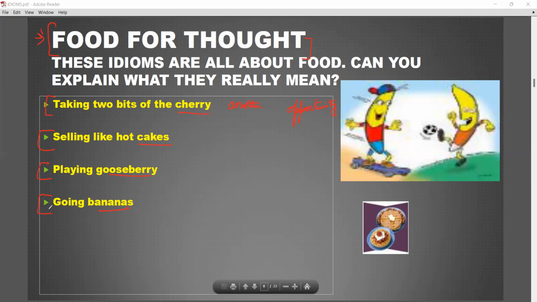I cannot say it's selling like hot pancakes. It's cakes, so it has to be cakes, and that is what the examiner actually tests. Sometimes he gives you an incomplete idiom and you have to fill in the blank. You get options like playing dash: gooseberry, strawberry, blueberry, cranberry. The answer has to be gooseberry only. There is a reason behind gooseberry also. Maybe going bananas too, and you can look at the logic if you are interested. So these are some food for thought, the idioms related to food.